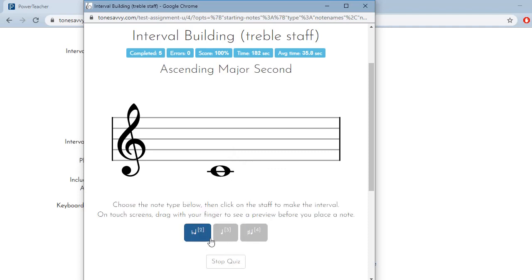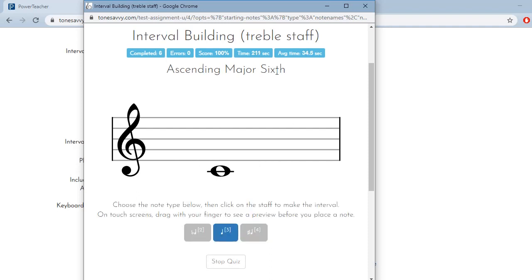Okay, now careful, because when we started, the program had the natural automatically selected here, but it's going to leave it on flat until we change it again. Here we have an ascending major second. So this is actually the same thing it asked us first, and if you have a good musical memory, you know that the answer to that was a D natural, so it's going to be the same thing here. I've selected natural, and I'm going to select D.